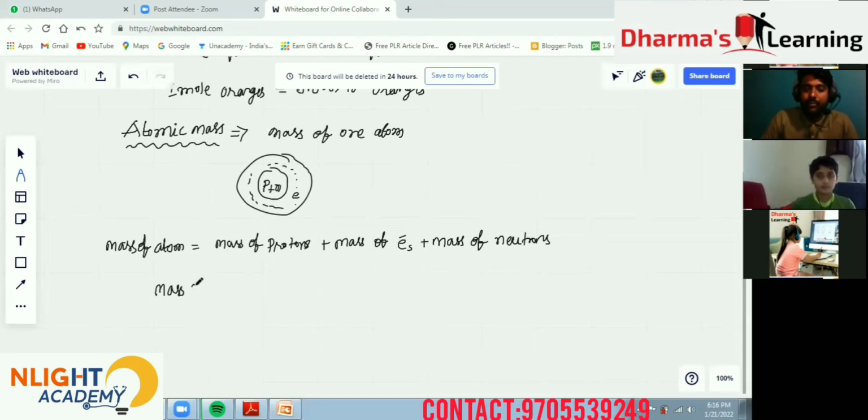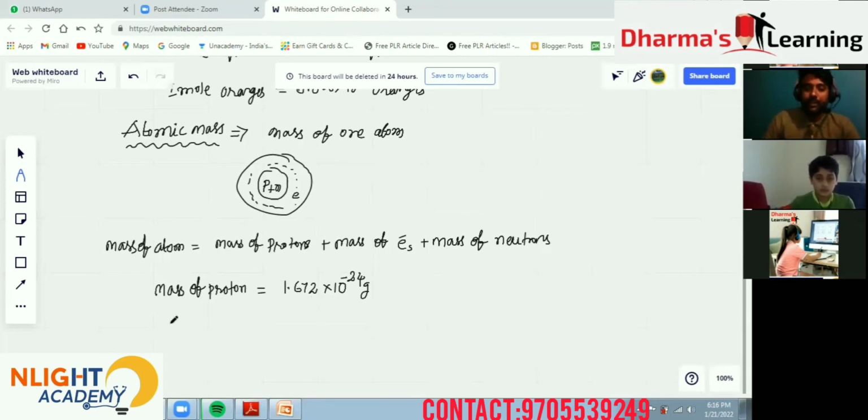Mass of proton is equal to 1.672 into 10 to the power of minus 24 grams. See here, you remember, I have written minus 24, not plus 24. Minus 24 means it is too small. You have to put 0.000 like this, some 21 zeros you have to keep, then 1672 you should write. That much small it is.